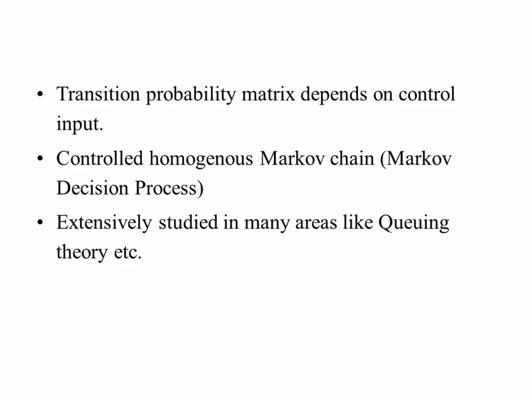So here the transition probability matrix depends on the control input. It becomes a control homogeneous Markov chain. If you look at the control literature, it's called a control Markov chain. If you look at the operations research literature, it's called a Markov decision process. So it is extensively studied in many areas like queuing theory and so on.